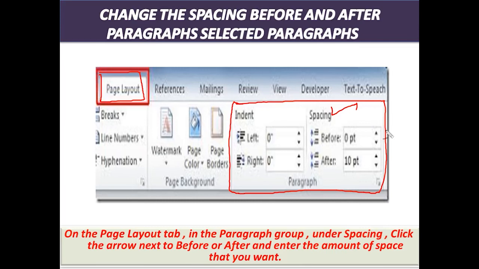next to Before and or After and enter the amount of space that you want, here with the help of this arrow, or enter the amount of space that you want. In this way, you can change the spacing before and after the paragraphs or selected paragraphs.